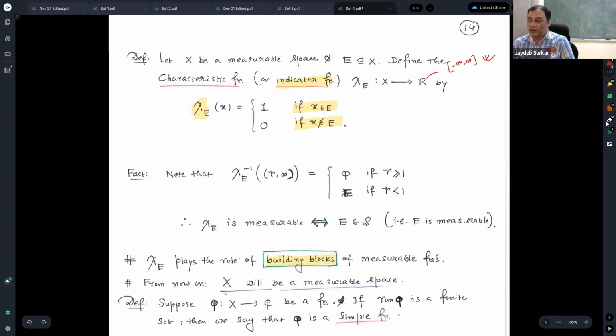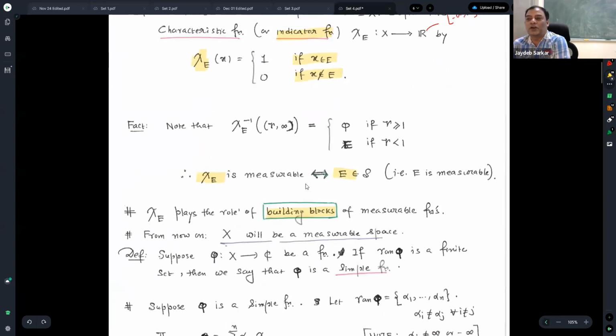So from this fact, you observe the following: chi_E is measurable if and only if E is a measurable set. Okay. And as I said, these characteristic or indicator functions play the role of building blocks of measurable functions. That means when you talk about general measurable functions, roughly you want to represent them in terms of limits, one way or another, of indicator functions. Okay, we'll see that slowly. That is the reason we say these form building blocks.